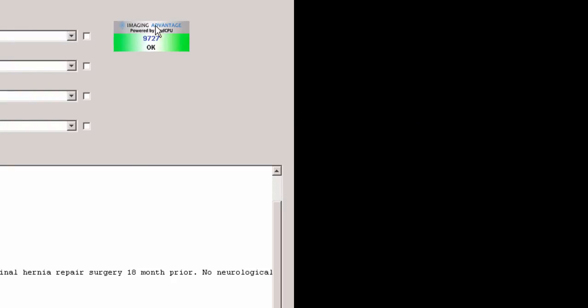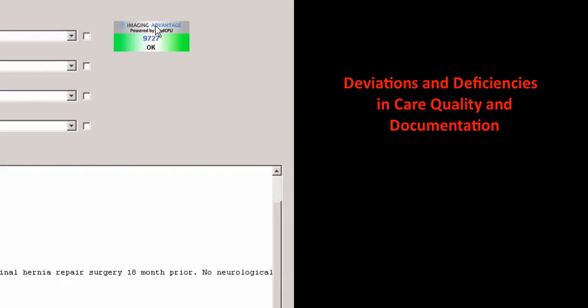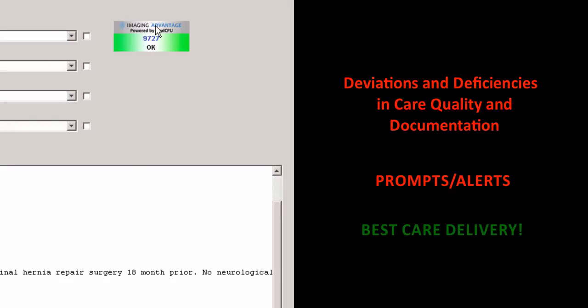The role of the advisor is to continuously monitor the care delivery and documentation quality for each patient that falls into the radiology protocol, and identify any deviations or deficiencies in the care provided, in real time. Once a deficiency is identified, the advisor prompts the clinical staff to make them aware of such deficiencies and to assist in providing the best care, anytime.